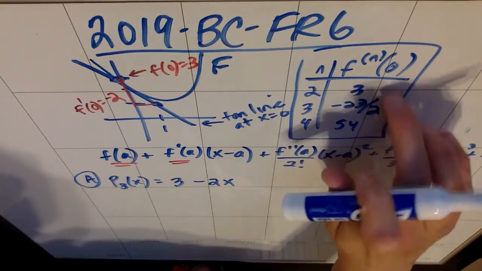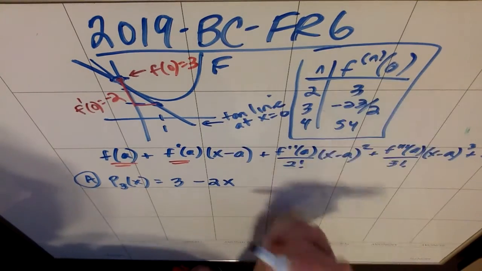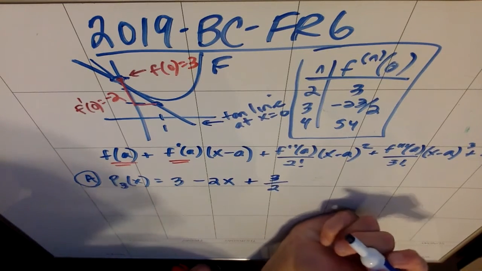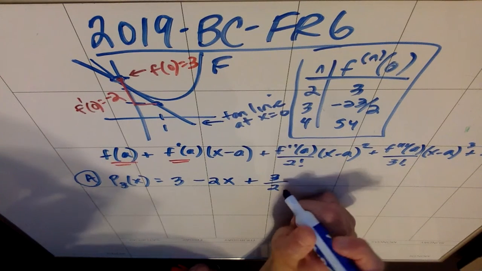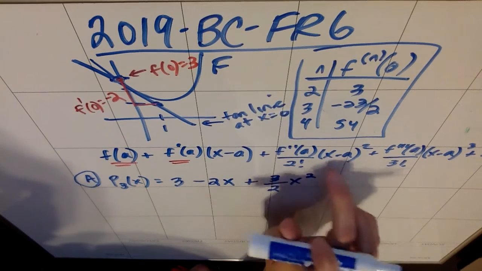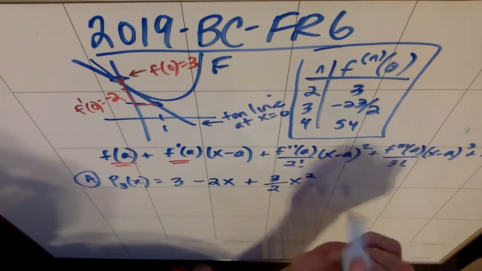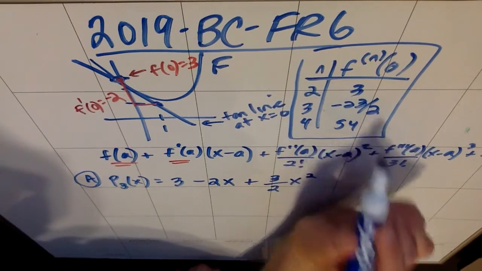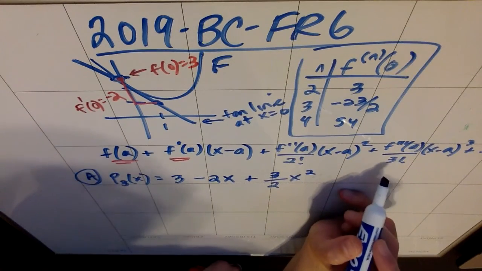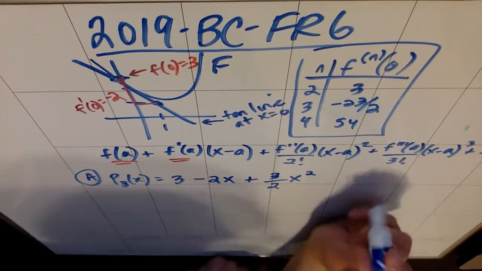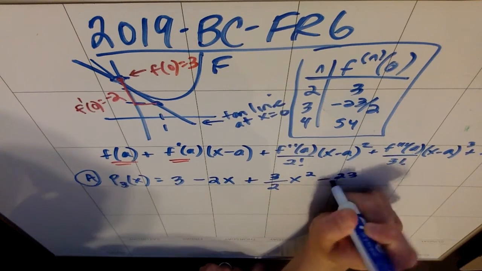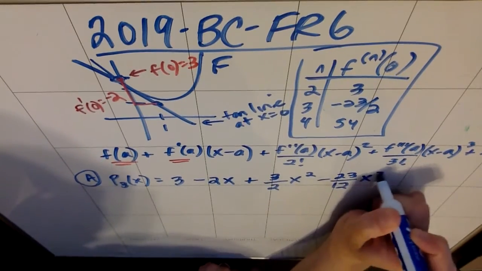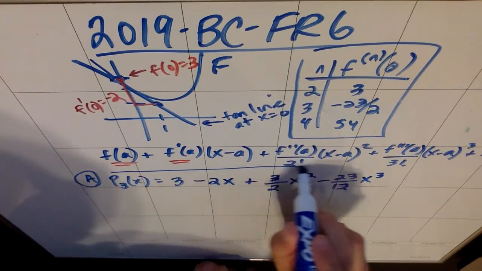Plus, and now I know the second derivative of f from the table. The second derivative of f at 0 is 3, so plus 3 over 2 factorial, which is just 3 over 2, and then x squared, because it would be x minus 0 quantity squared. And then I know the third derivative, which would be this guy. This is negative 23 halves divided by 6, so that should be negative 23 twelfths. And then x minus 0 to the third, which we're just going to write as x cubed. So that's my third degree Taylor polynomial.